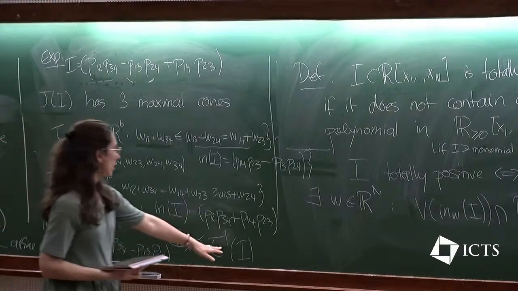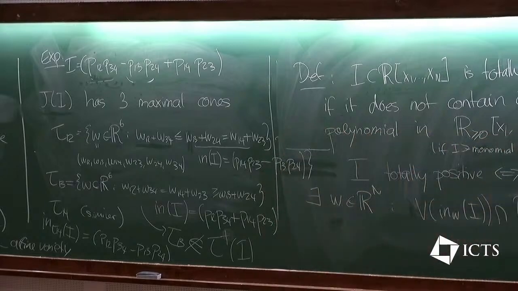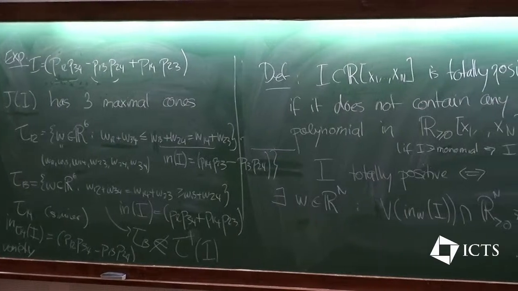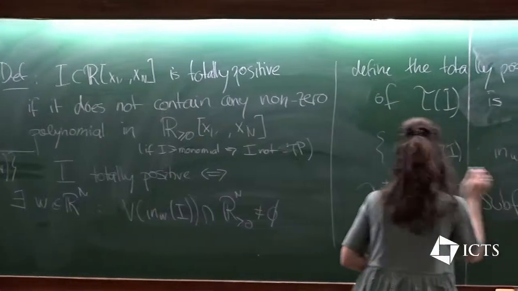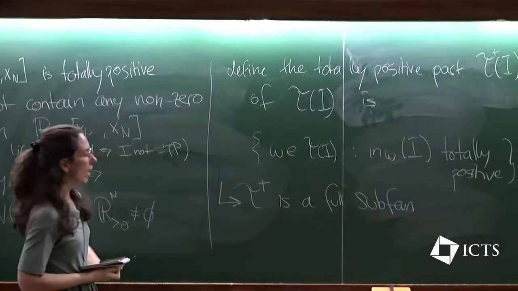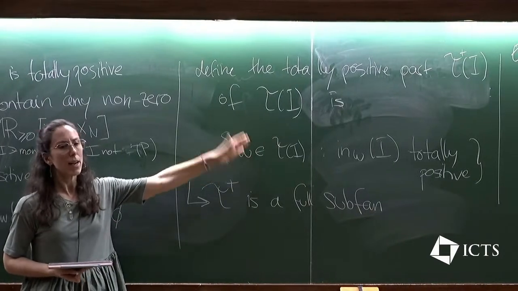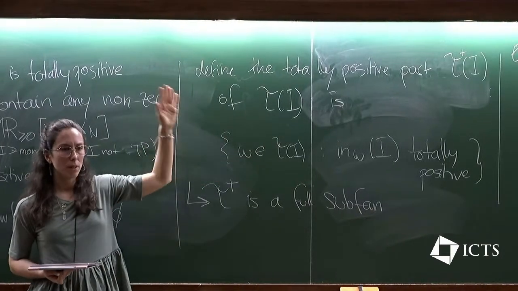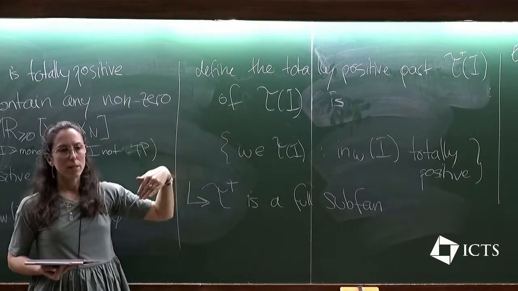So tau plus is a full subfan. If I have one element contained in tau plus, then all the elements in the same cone are also contained in tau plus, because they give me the same initial ideal.